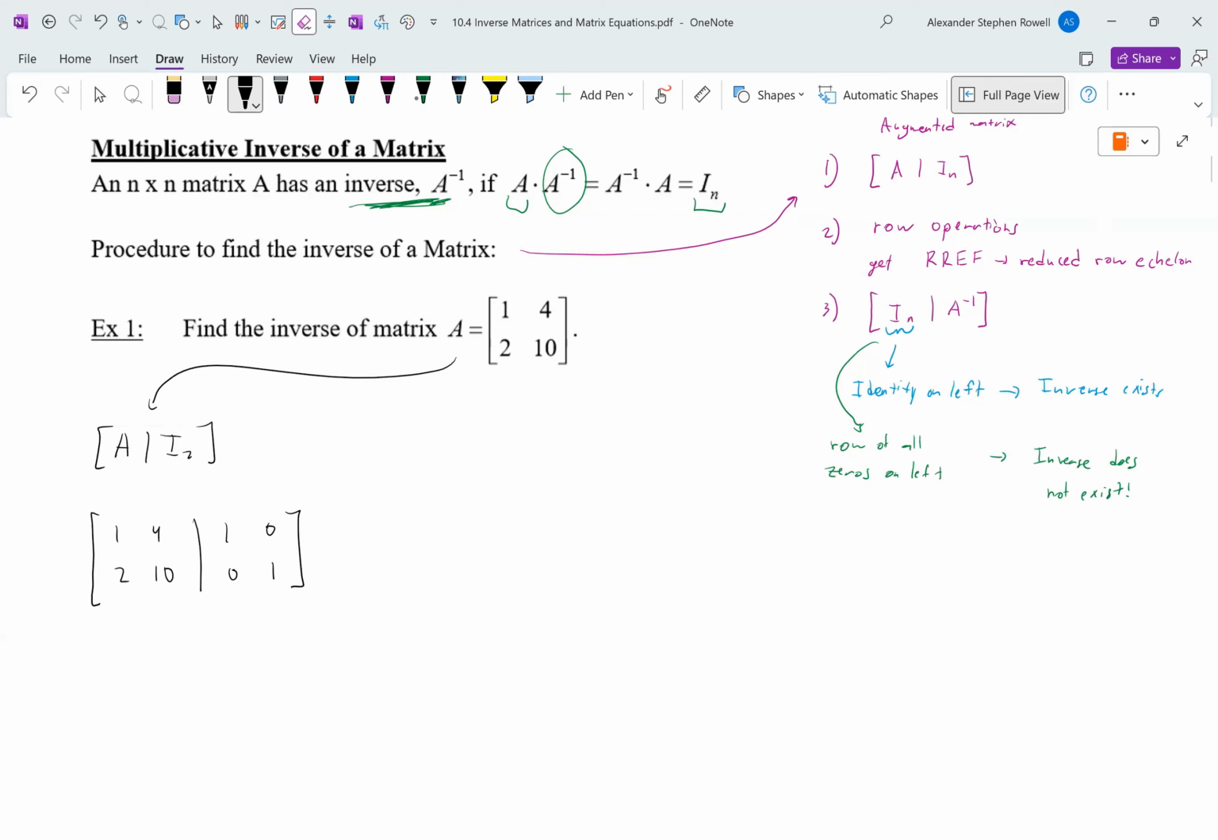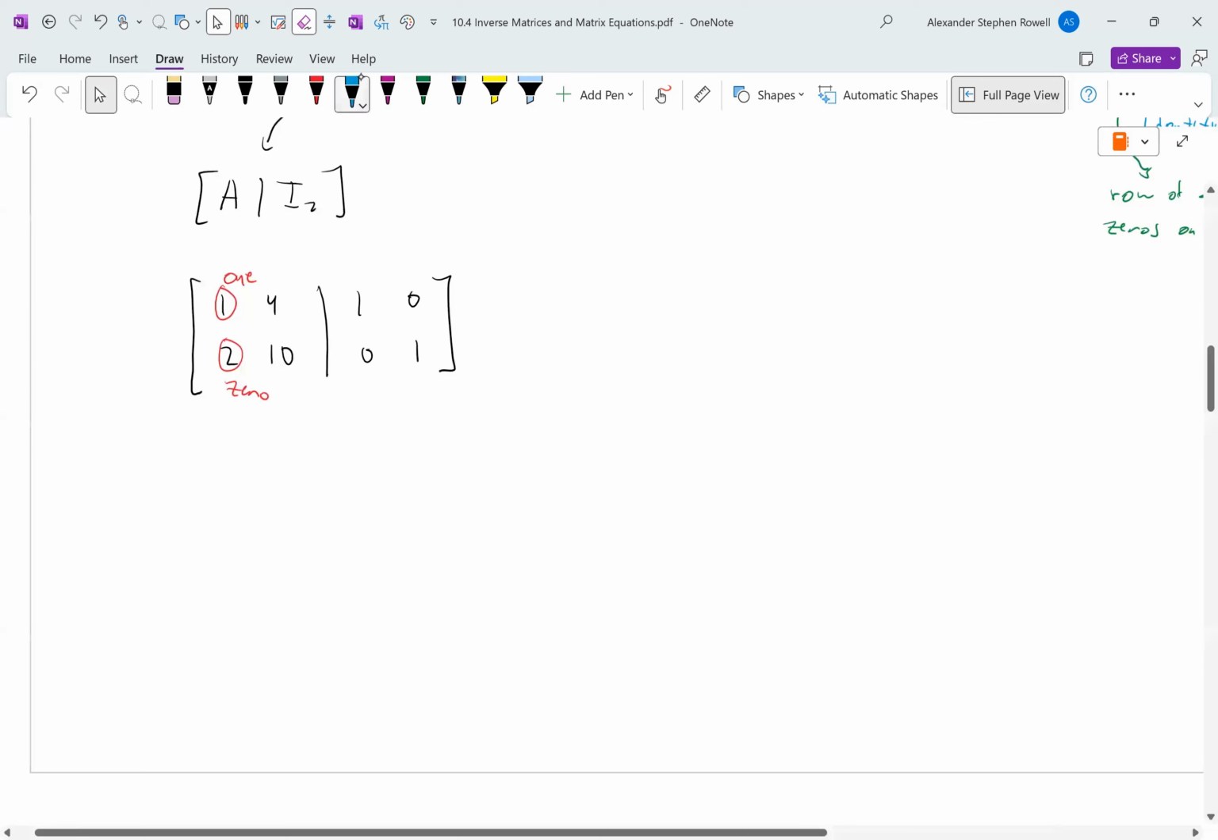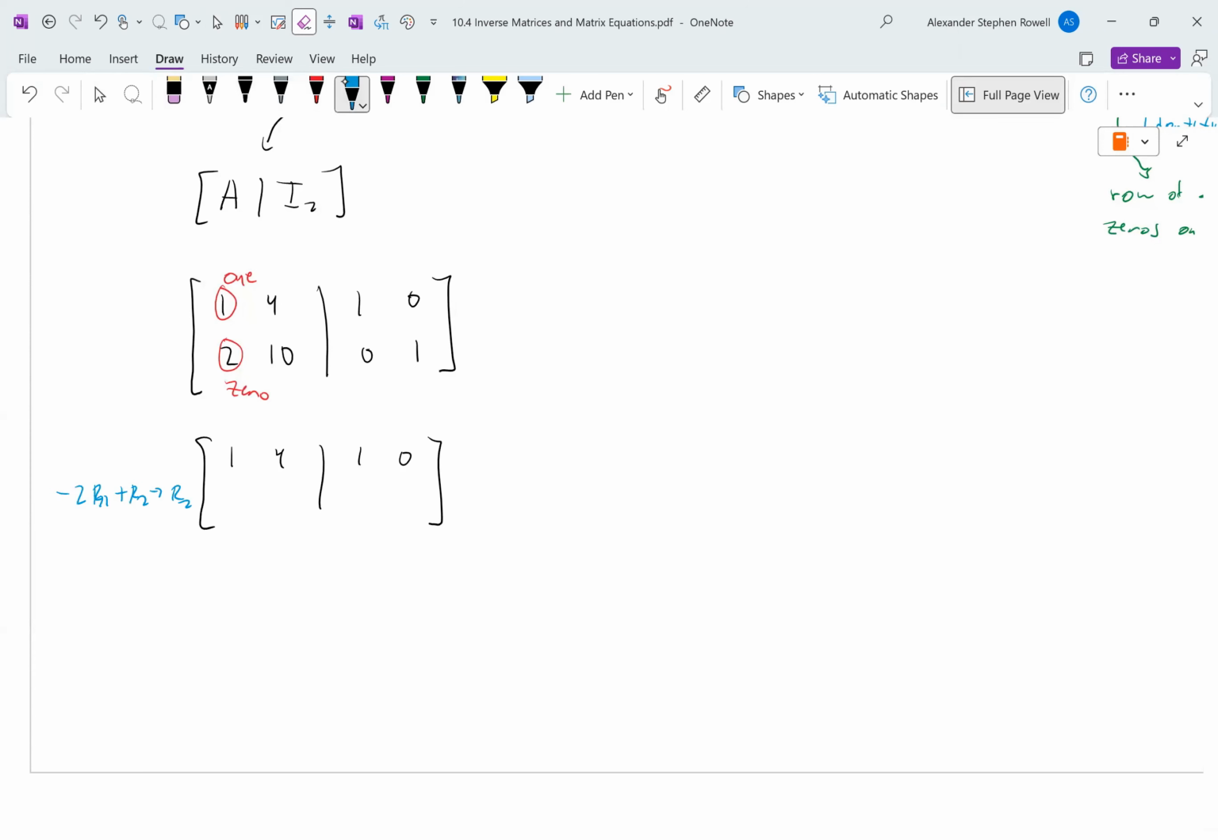So now you're all super good at row operations. I want this number to be a 1. It is. And I want to make this number a 0. Very good. -2 times row 1 plus row 2, and I'm going to replace row 2 with that. How much work do you like to show for this? Can I just write the answer, or do you like to see the in-between steps?